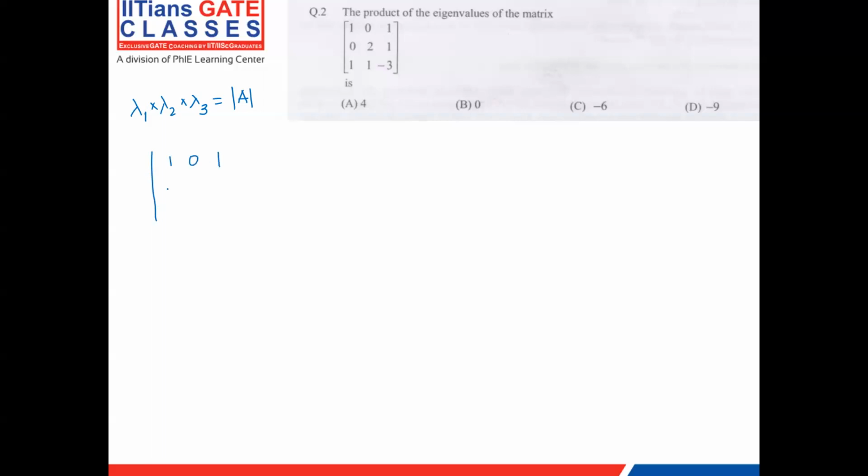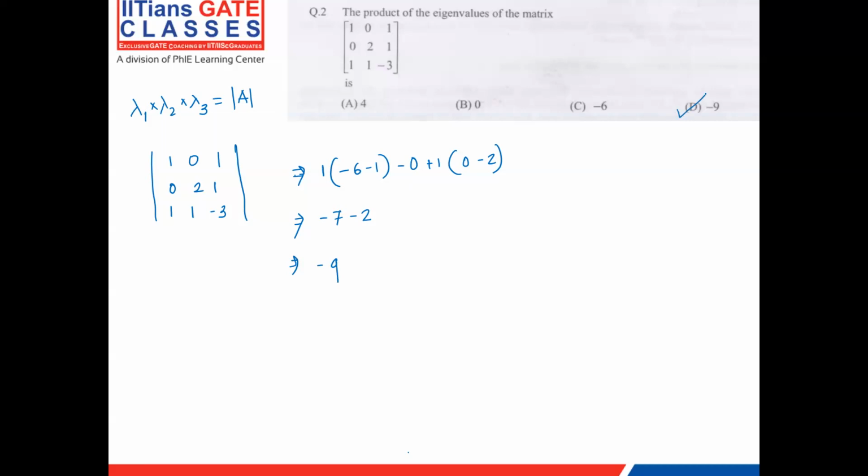So the matrix is 1 0 1, 0 2 1, 1 1 minus 3. If you take the determinant in this case, it would be 1 into minus 6 minus 1, minus 0, plus 1 into 0 minus 2. So if you further solve it, it is -6 minus 1 is -7, -0 you can ignore, and then -2. So it is -9. So we can say that option D is correct in this case.